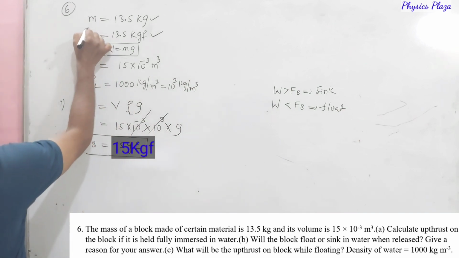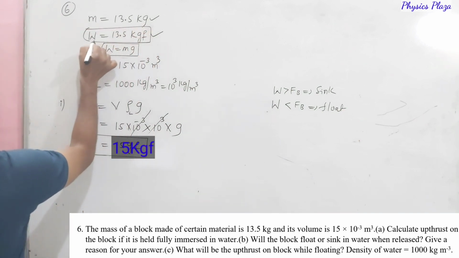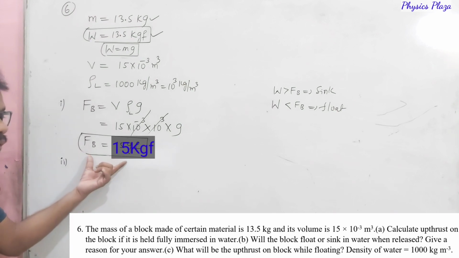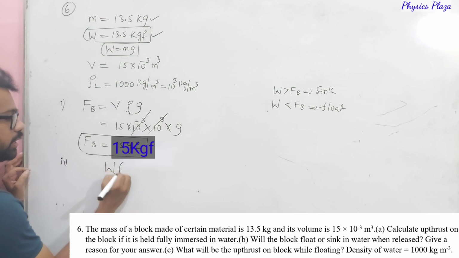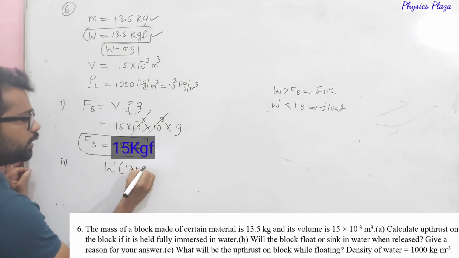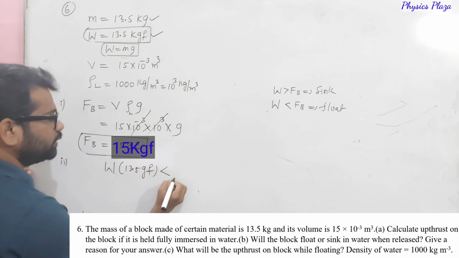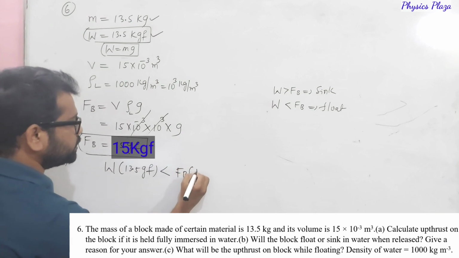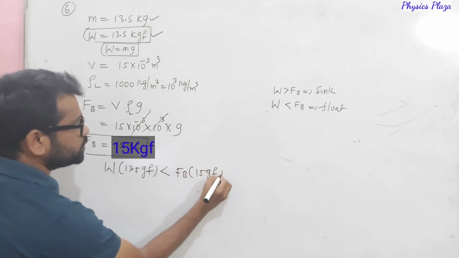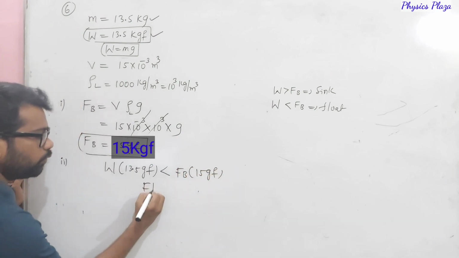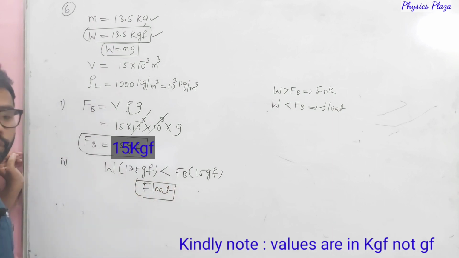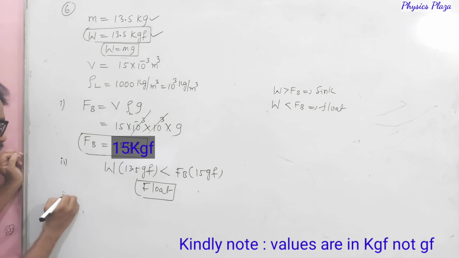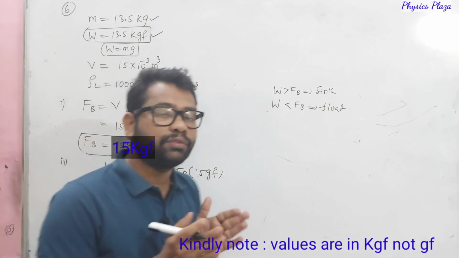Now look here. The weight of the solid is how much? 13.5 kgf. But the buoyant force is how much? 15 kgf. Which means the weight of the solid, 13.5 kgf, is less than the buoyant force, 15 kgf. So here the body will float. It is a floating body. Now third one, they are asking us to calculate the weight of the floating body. What is the weight of the floating body?